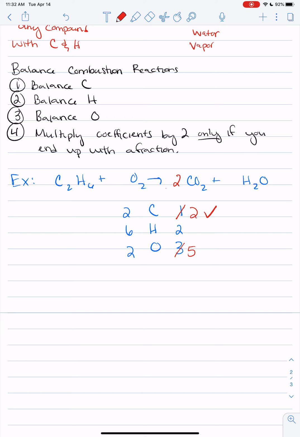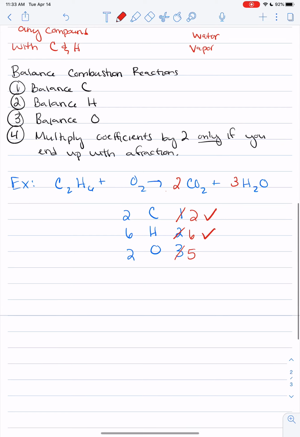We're not going to worry about that right now because our second step is to balance hydrogen. So we have 6 on the left and 2 on the right. So what times 2 gives you 6? It's going to be 3. So 3 times 2 is 6, and our hydrogen is now balanced. However, that does change our oxygen as well. So now we have 2 times 2 is 4, plus 3 is 7 oxygens. Okay? So now we need to balance the oxygen here. We have 2, and we need to get 7.